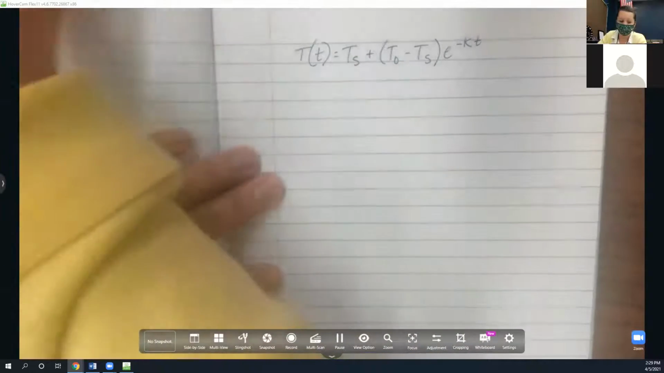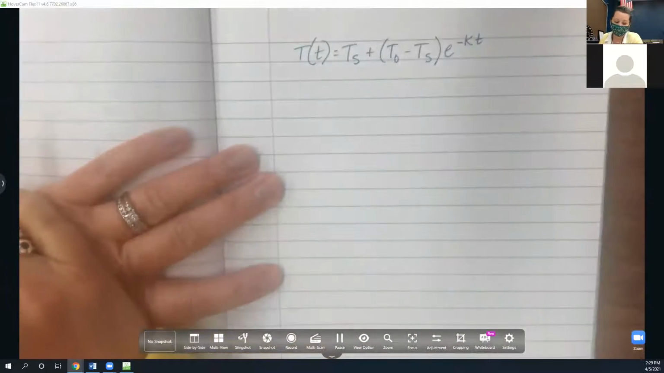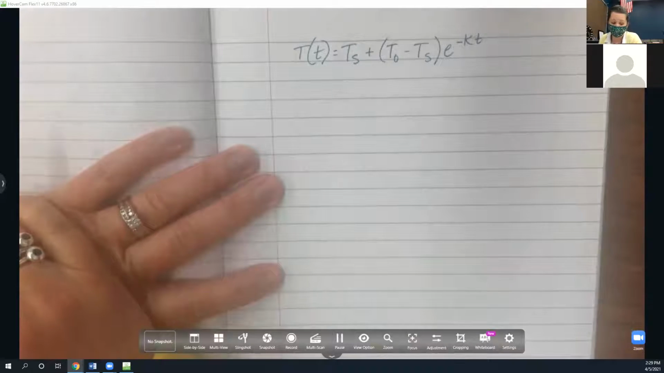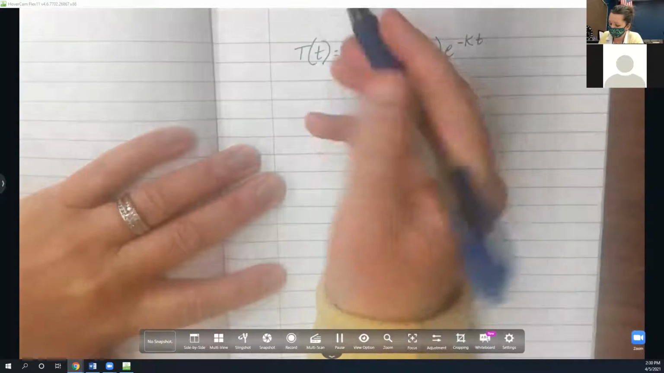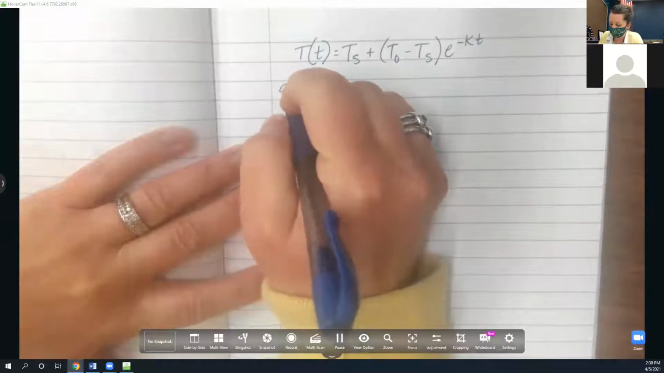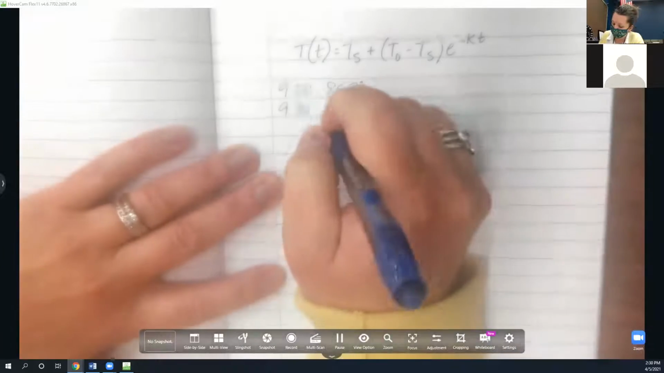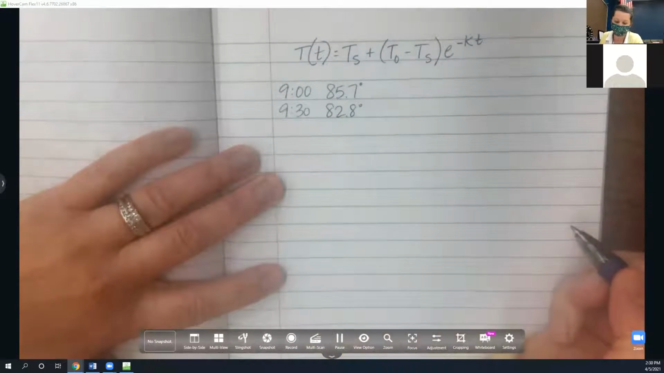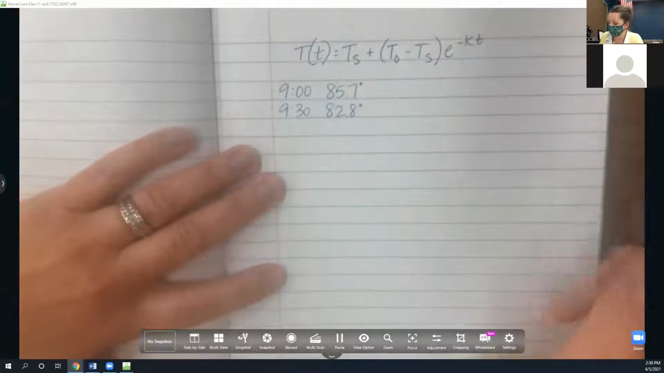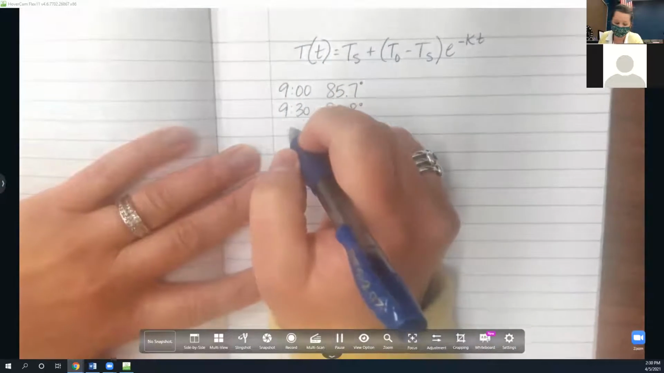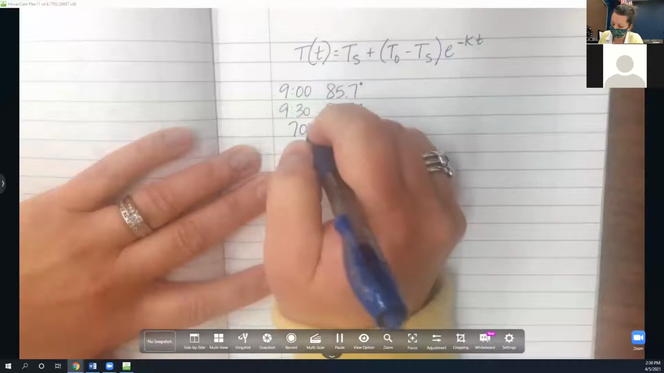So what do we know from our situation here? We know that the coroner went to the house at 8:30, right? So he took two temperatures. He took a temperature at 9 o'clock, and it was 85.7 degrees. He took another temperature at 9:30, and it was 82.8 degrees. The other thing that we need to know is that the surrounding temperature, or the room temperature, was 70 degrees.